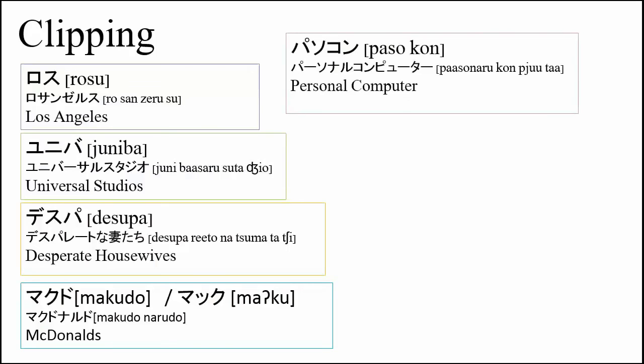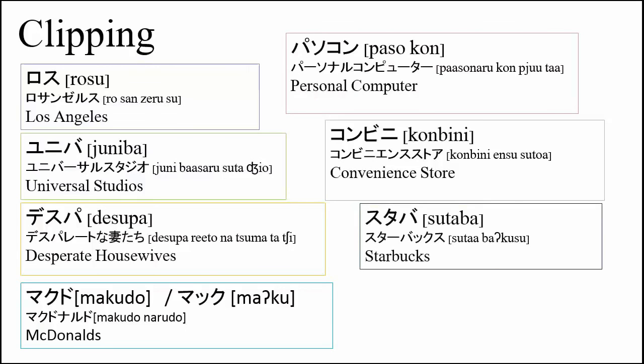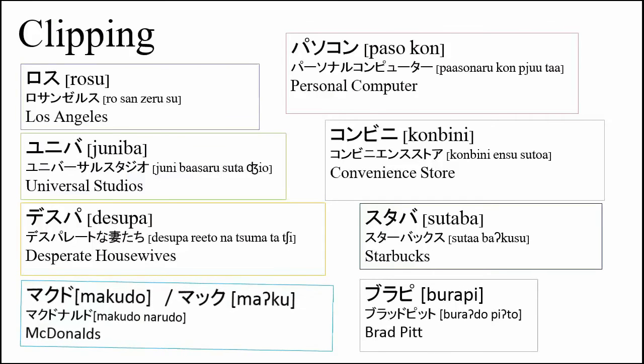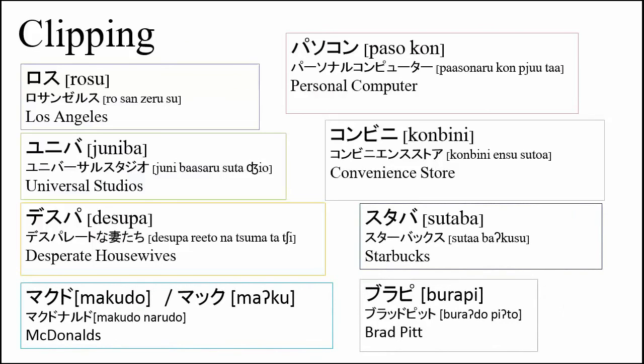Pasokon, personal computer. Konbini, this is short for convenience store. Stawa is short for Starbucks. And Burapi is short for Brad Pitt, which is our very own Brad Pitt. As you can also hear with these words, Mac, Starbucks, Brad Pitt, they all have the glottal stops.